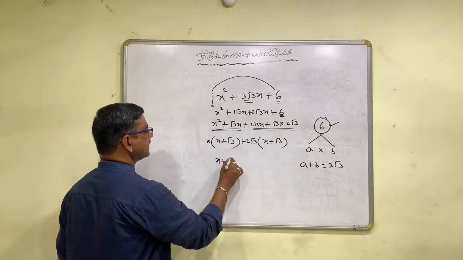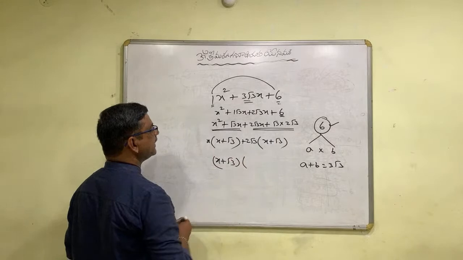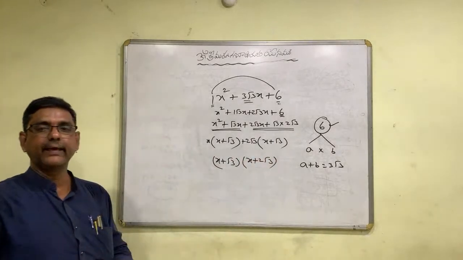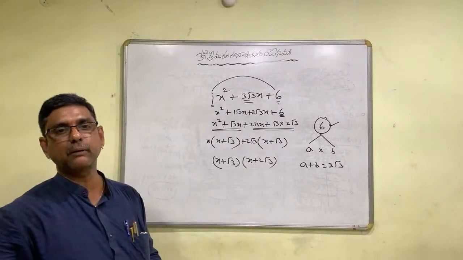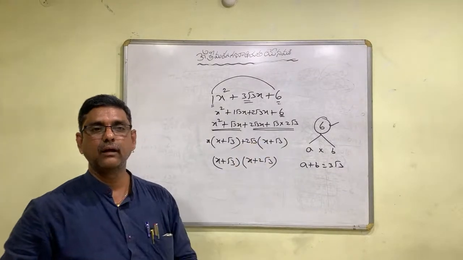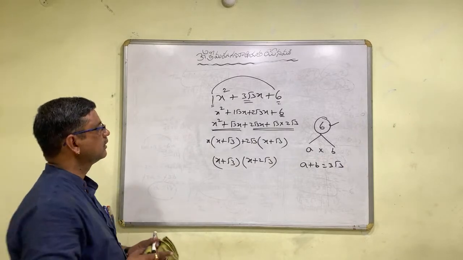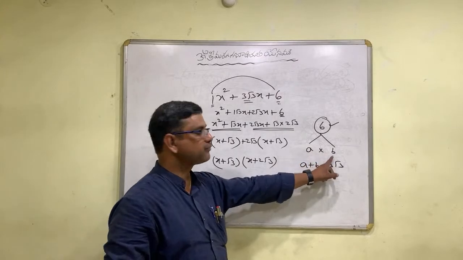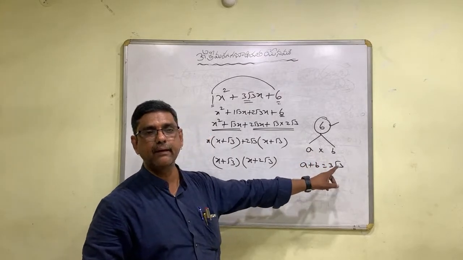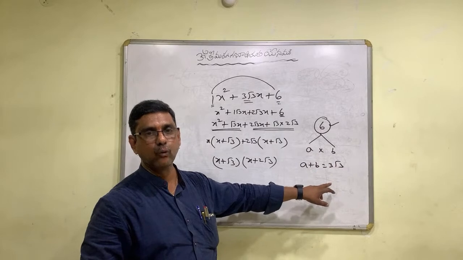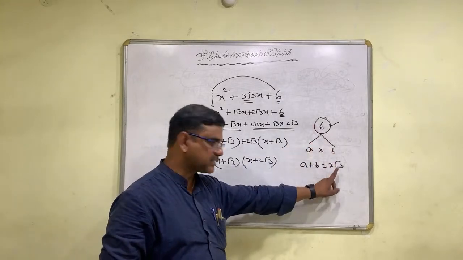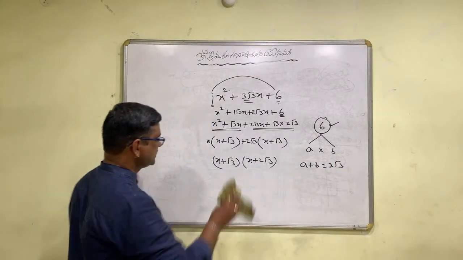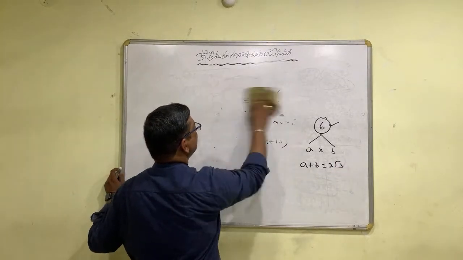So, what are the factors? x plus root 3 into x plus 2 root 3. Understand, children? Okay. Once again, you need to choose two values a and b, whose product is 6 and sum is 3 root 3. Okay then? Right. One more example we will see.